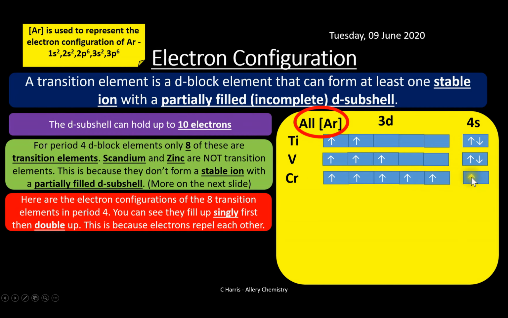So there are 2 things to watch out for here. You've got the copper and you've got the chromium electron configurations, which are slightly different. Okay, so that's the key thing that you've got to remember.